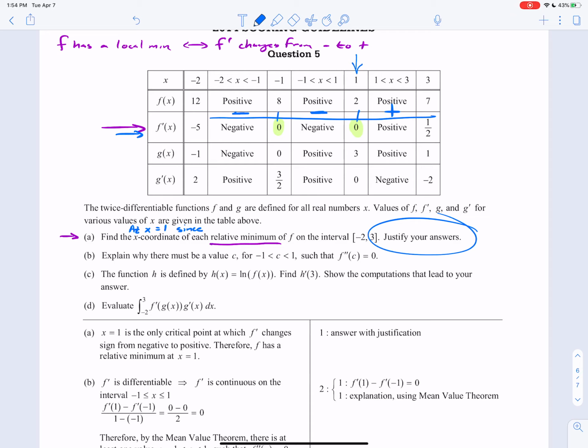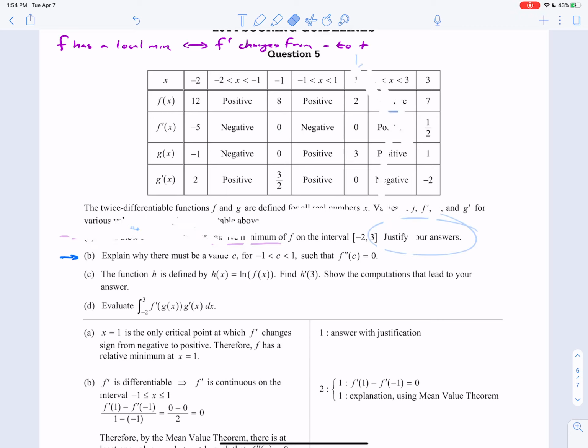Here's part B. Explain why there must be a value c somewhere between -1 and 1 such that f double prime of c is equal to 0. Okay, so this one is a little bit tricky. It's one of those, what do they call it? Existence theorems, okay? So first off, I'm going to have you guys only look at everything in between -1 and 1 here, okay? So explain why the second derivative has to come out to 0.